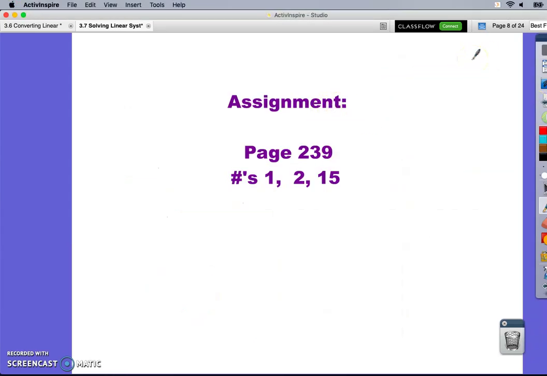Your assignment: 1, 2, and 15 on page 239.